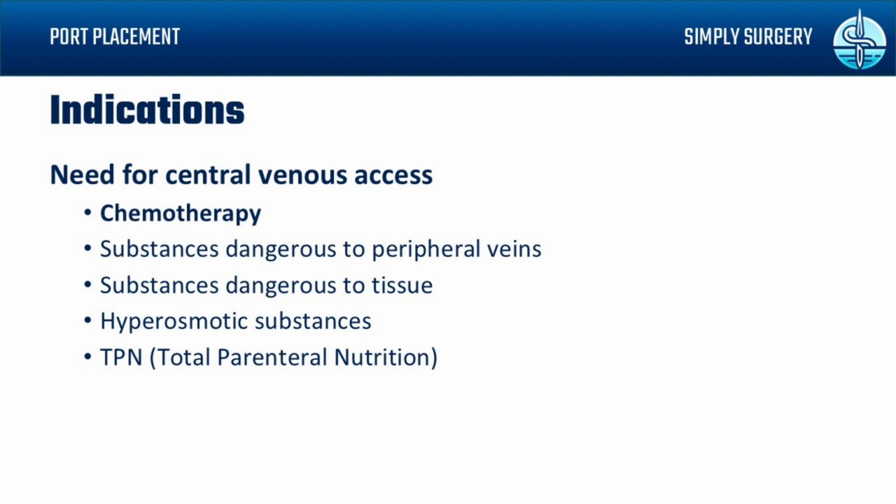This would be for things like administration of chemotherapy or other substances that can cause damage to peripheral veins, to the tissues if given peripherally. You can also include the need for long-term administration of hyperosmotic substances, and it can also include TPN. So if you need long-term total parenteral nutrition, such as in short gut syndrome, a port may be a way to get you that without having an increased risk of infection and needle sticks.